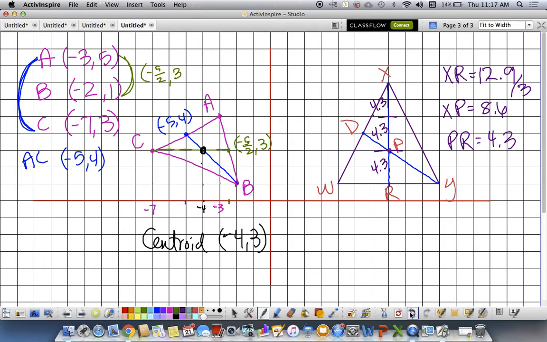Okay? What about Y to D? What if I tell you, actually I'm going to tell you P to Y. I'm going to tell you Y to P equals 10.